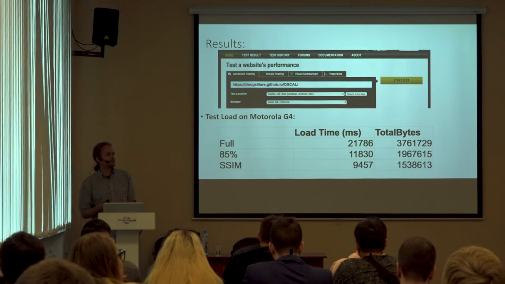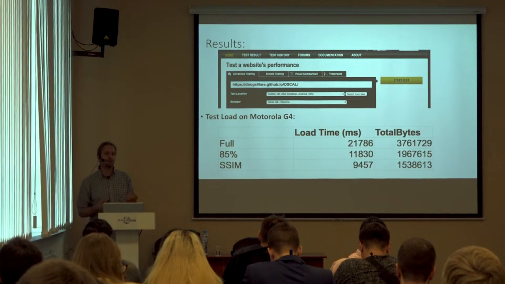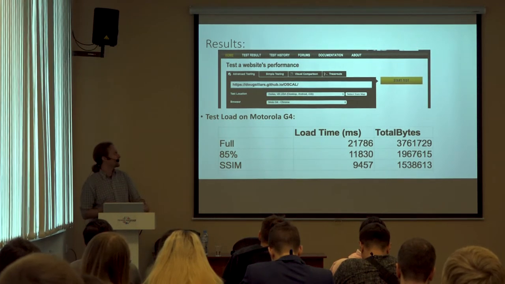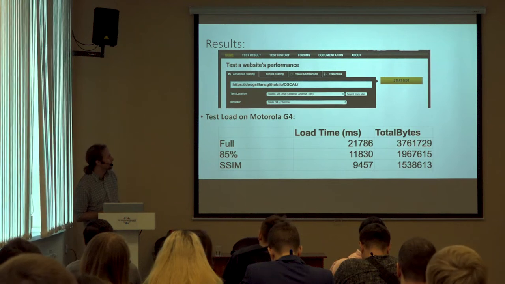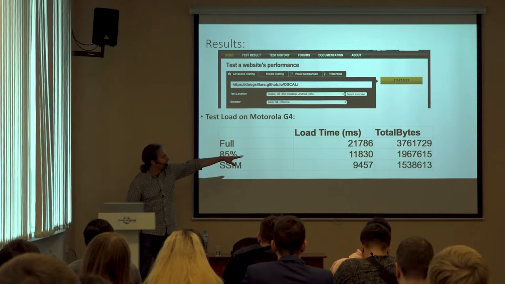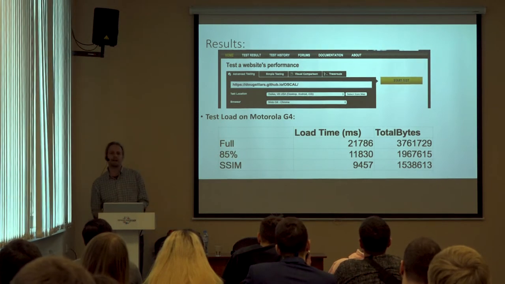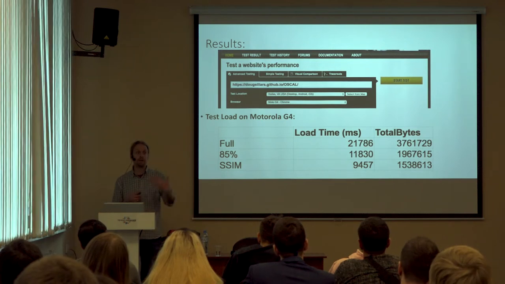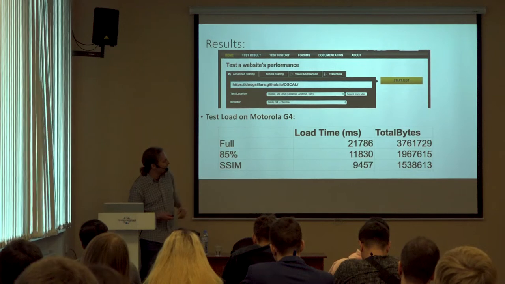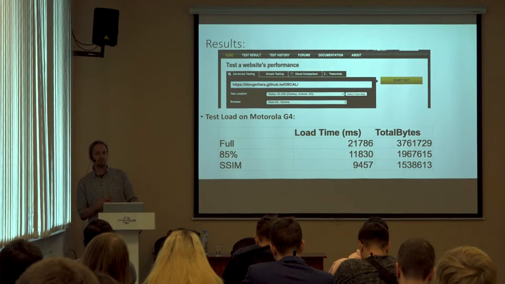I can load these images into WebPageTest. I can test them here. I'm testing in Virginia because in Virginia they have real Motorola and real Android and iOS devices. So I'm testing on a Motorola G4. I'm using a 3G connection. And you can see the full image takes 21 seconds to load. And as soon as I do structural similarity, it's half at 9.5 seconds. So I'm really speeding up the delivery of these images. It went from 3.7 megabytes to 1.5 megabytes. So we're really making a big improvement here. But we can do better.